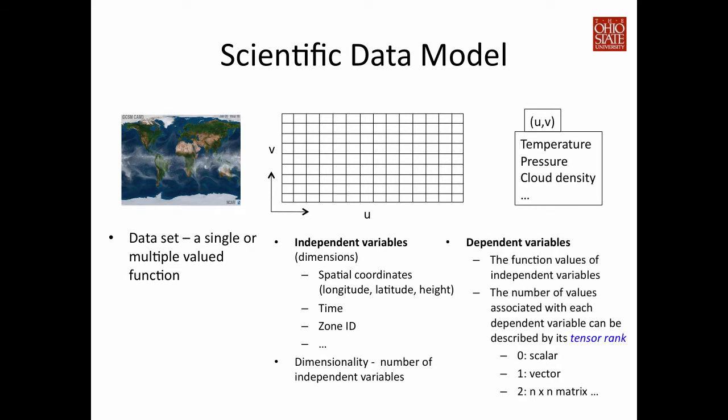There can be multiple values associated with each dependent variable, which is described by its tensor rank. When the tensor rank is 0, it is a scalar value. When it is 1, it's a vector. When it's 2, it is a 2D matrix, and when it's 3, it's a 3D matrix, and so on.